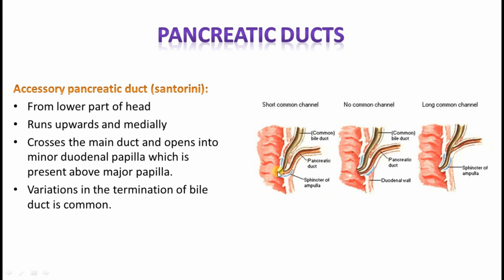So one is, you are able to see the common bile duct and then the pancreatic duct, with a very short fusion part, that fused part is very short before opening here. Here they have not at all fused, no common channel, they open separately. Here they fuse at a very high level, so the hepatopancreatic ampulla part is very long. So these are the 3 most common types of variations you can see in the termination of the pancreatic duct and the bile duct.